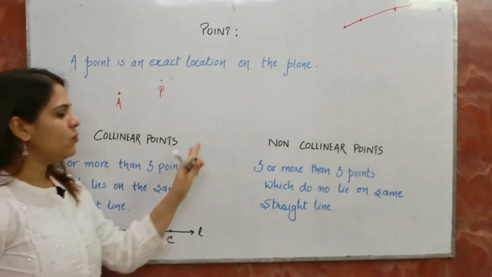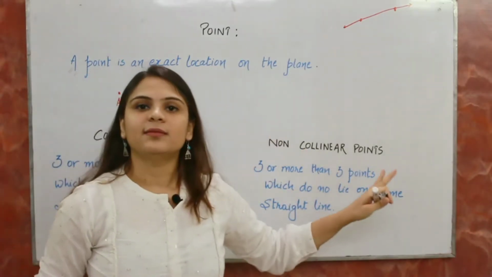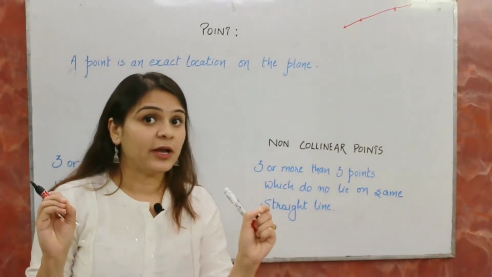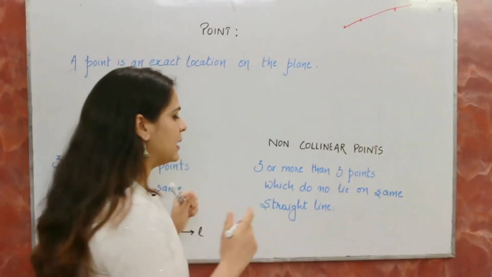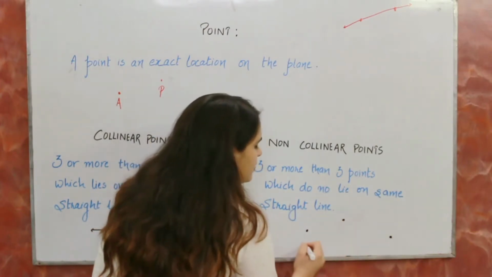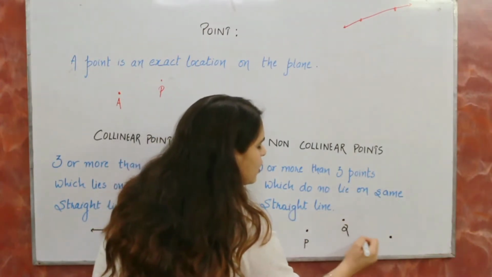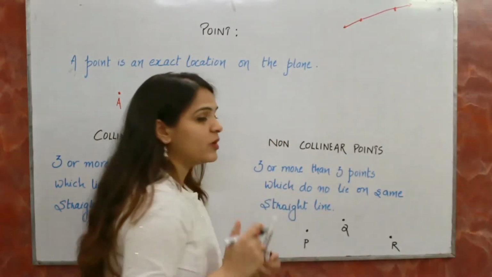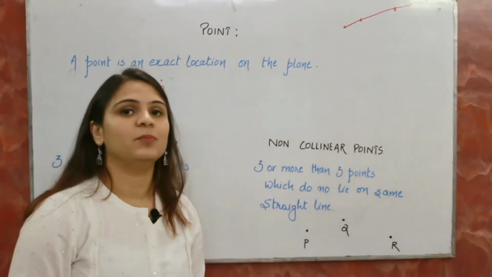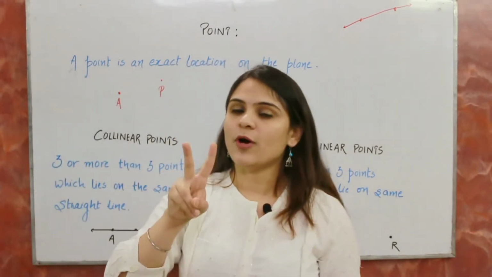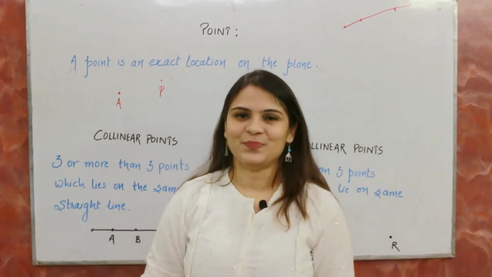And what are non-collinear points? It's exactly the opposite of collinear points. That means these 3 points will not lie on the same straight line. For example, we have points P, Q, R. You can see I cannot make a straight line passing through all these 3 points. So these are non-collinear. And remember, 2 points are always collinear.